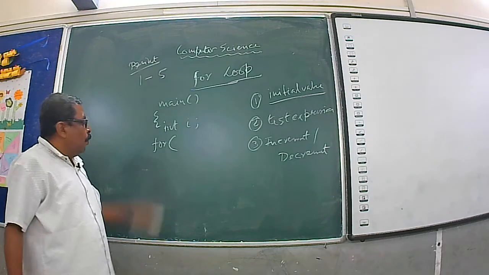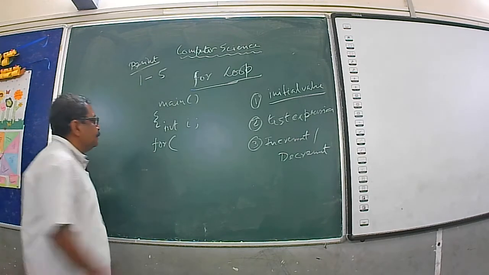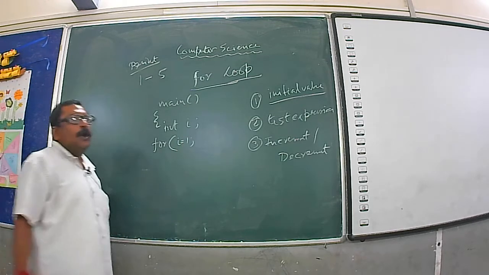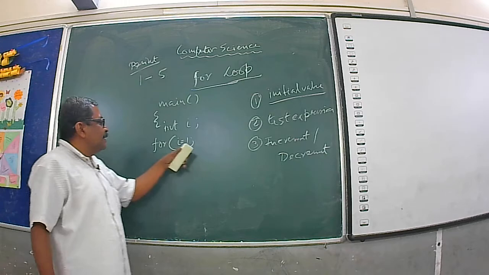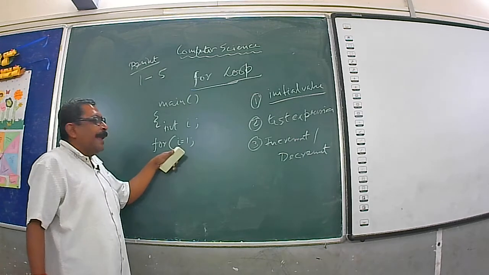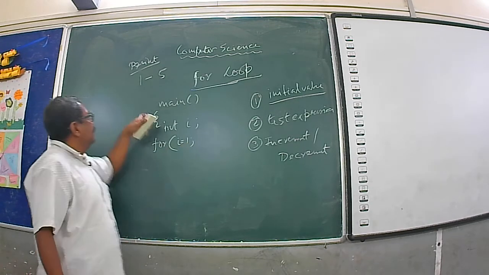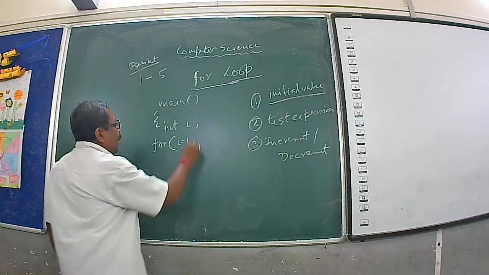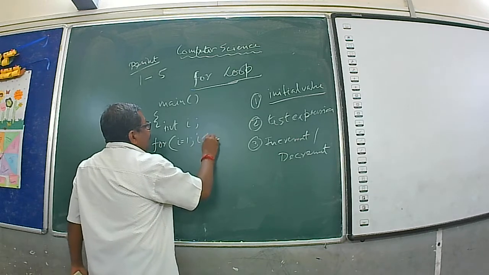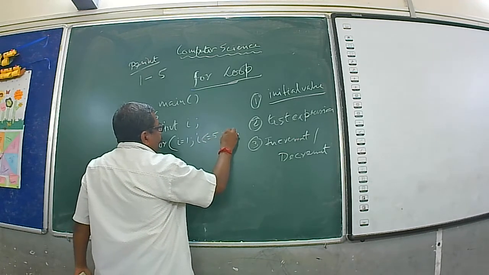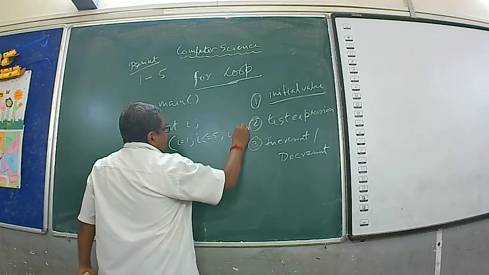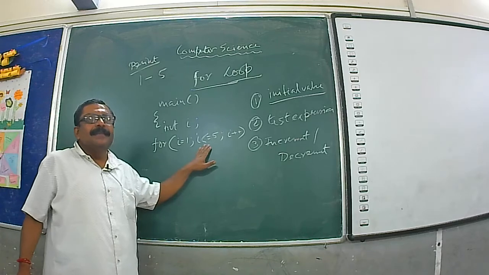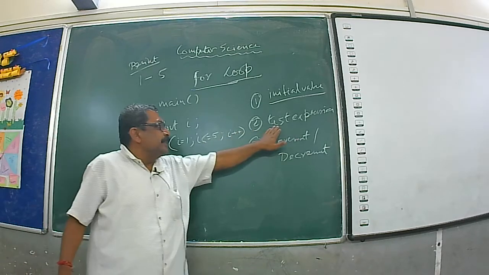For open parenthesis, i is equal to 1, semicolon, that is the separator. So the value of i is 1, that is the starting value, the initial value. Then i less than or equal to 5, then i plus plus, close parenthesis. i less than or equal to 5, that is the test expression.